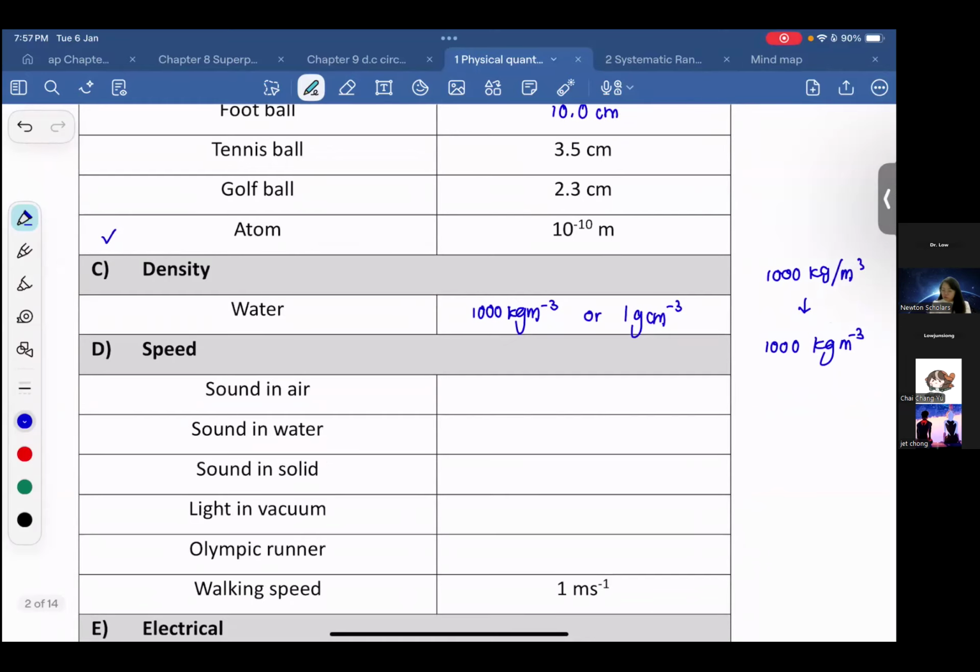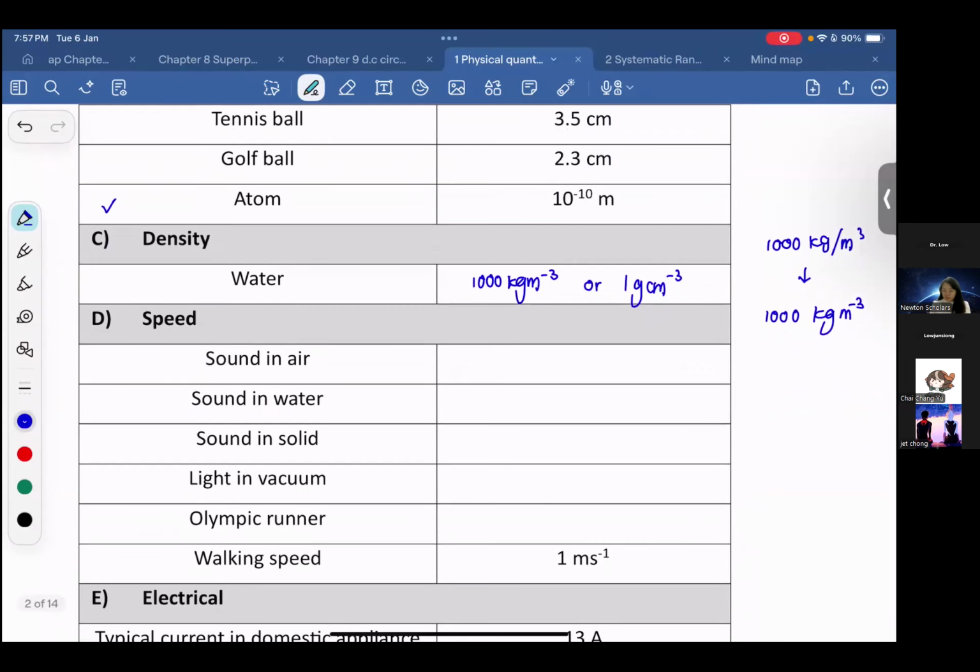Speed of sound in the air. How fast is the speed of sound in the air? It's 330 to 340, something like that, so we can write 330 m s^-1. In the water it is roughly 1,500 m s^-1. Sound speed in the solid is 3,000 m s^-1 to 5,000, it depends on the material.